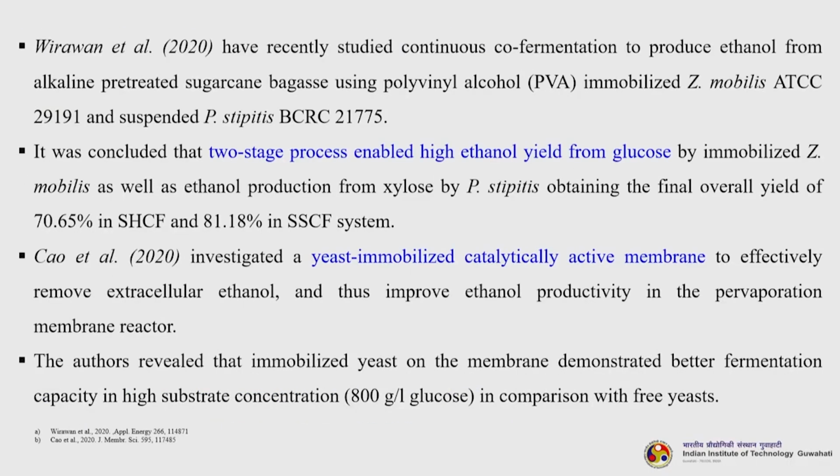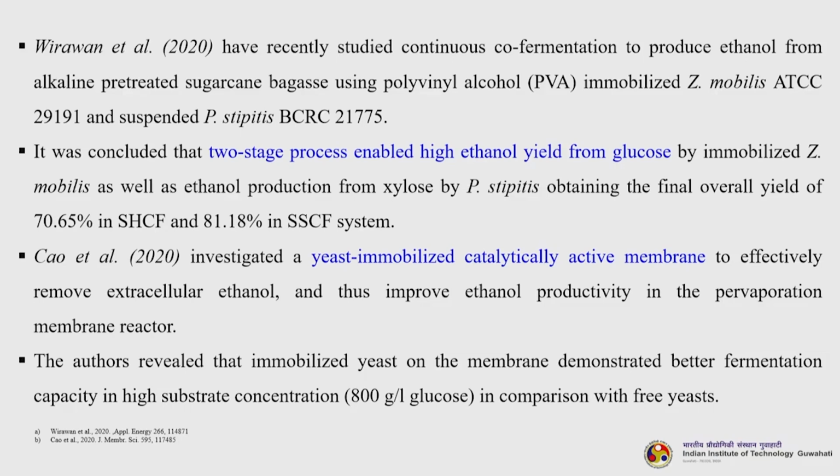Swayam et al. have recently studied continuous co-fermentation to produce ethanol from alkaline pretreated sugarcane bagasse using polyvinyl alcohol immobilized Zymomonas mobilis ATCC 29191 and suspended P. stipitis BCRC 21775. These are the strains. It was concluded that the two-stage process enabled high ethanol yield from glucose by the immobilized Zymomonas mobilis as well as ethanol production from xylose by P. stipitis, obtaining a final overall yield of almost 70.65% in SSCF and 81.18% in SSCF systems.